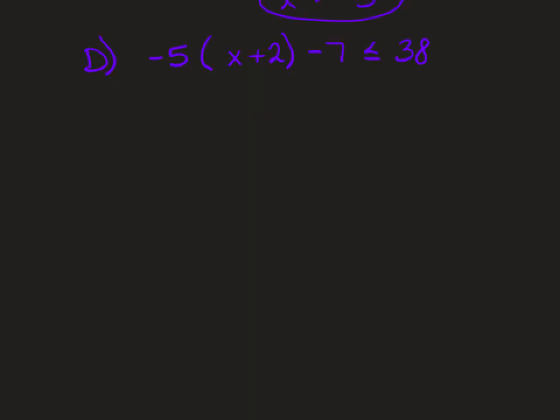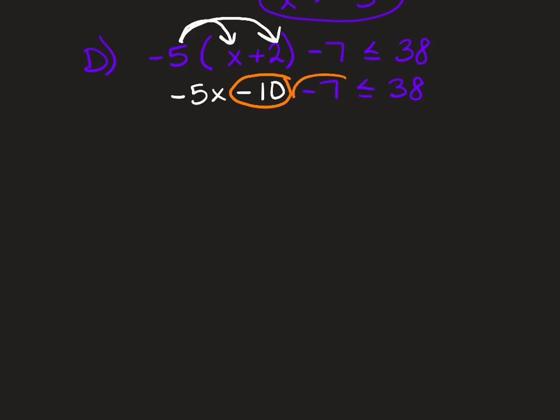In D part, I have an inequality that I could simplify by first using the distributive property. Negative 5 times positive x is negative 5x. Negative 5 times positive 2 is negative 10. Now bring everything else down. I can combine like terms on this left side. Negative 10 minus 7 is negative 17. And now I'm ready to solve a two-step inequality.